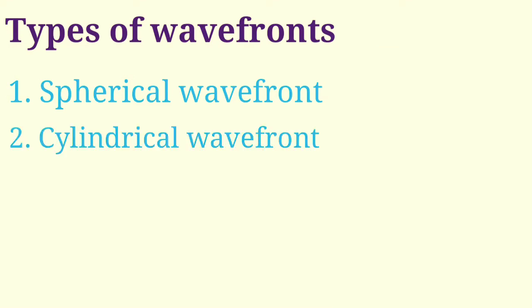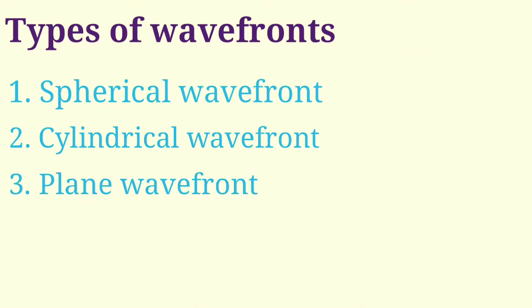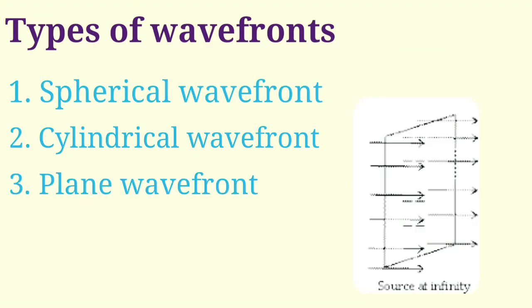The second one is cylindrical wavefront. When the source of light is a line as shown in the figure, then all the particles which are vibrating in the same phase are joined, and we get a cylindrical shape like this. So you can see the top view, all the particles are vibrating, and which are adjacent and also at the bottom part. Right?